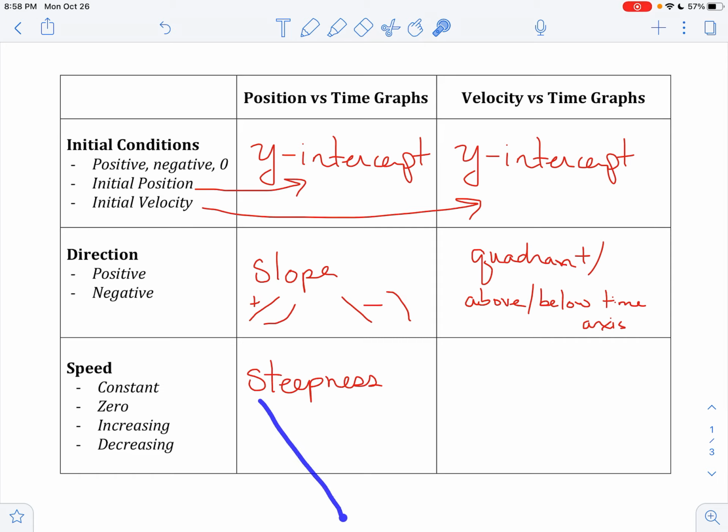Whether it's steep like this or steep like this does not matter. Those are both very steep graphs. Here we have a graph that's getting steeper and steeper and steeper. It's getting more and more negative. Here we have a graph that's getting steeper and steeper and steeper. The slope is getting more positive.